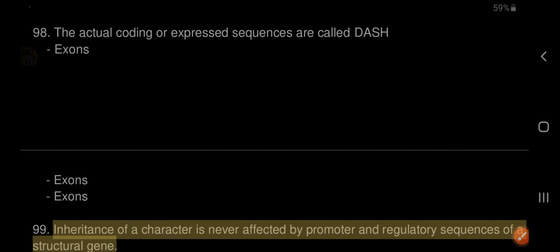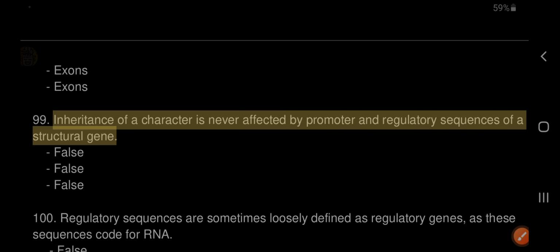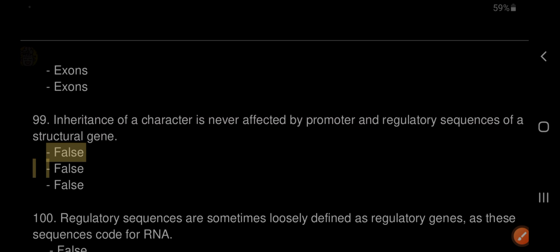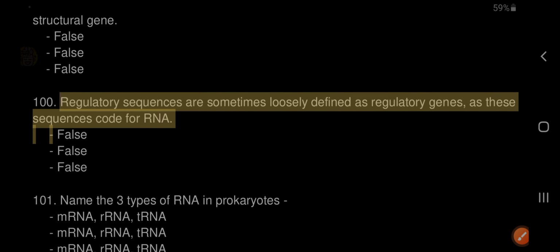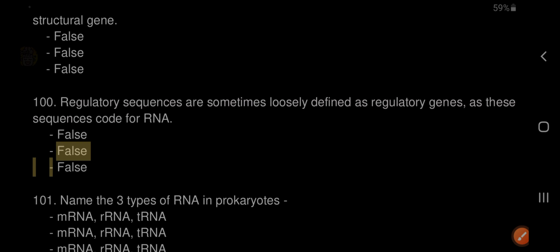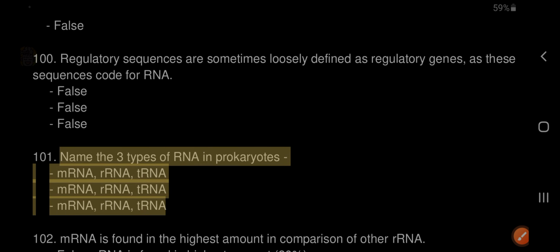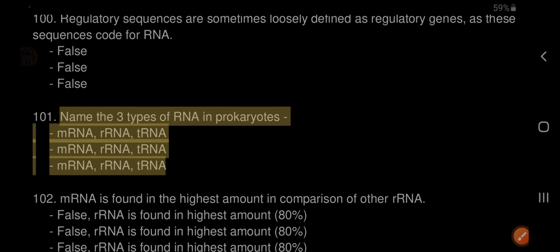99. Inheritance of a character is never affected by promoter and regulatory sequences of a structural gene. False. 100. Regulatory sequences are sometimes loosely defined as regulatory genes, as these sequences code for RNA. False.